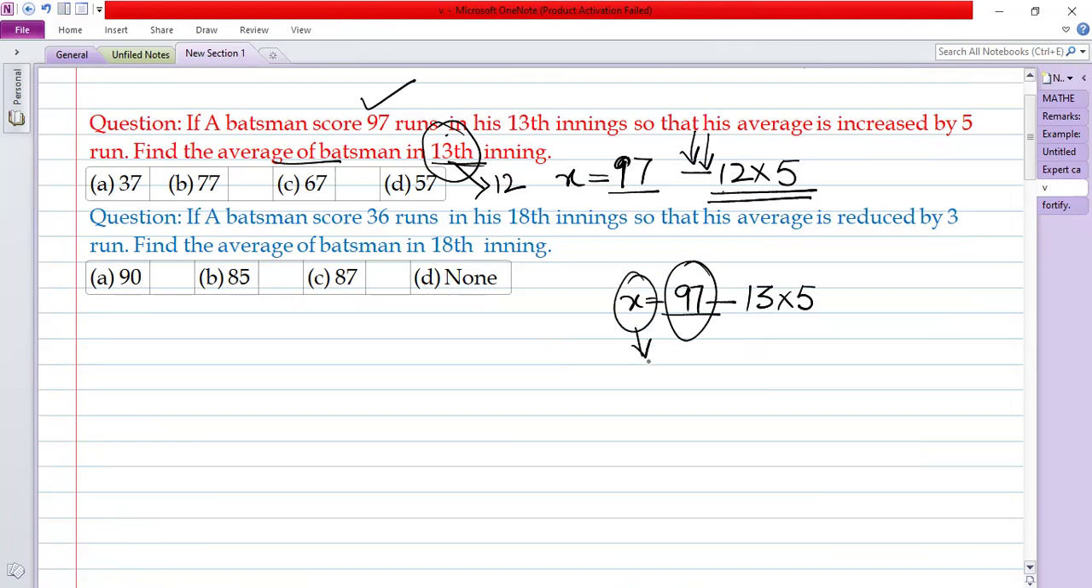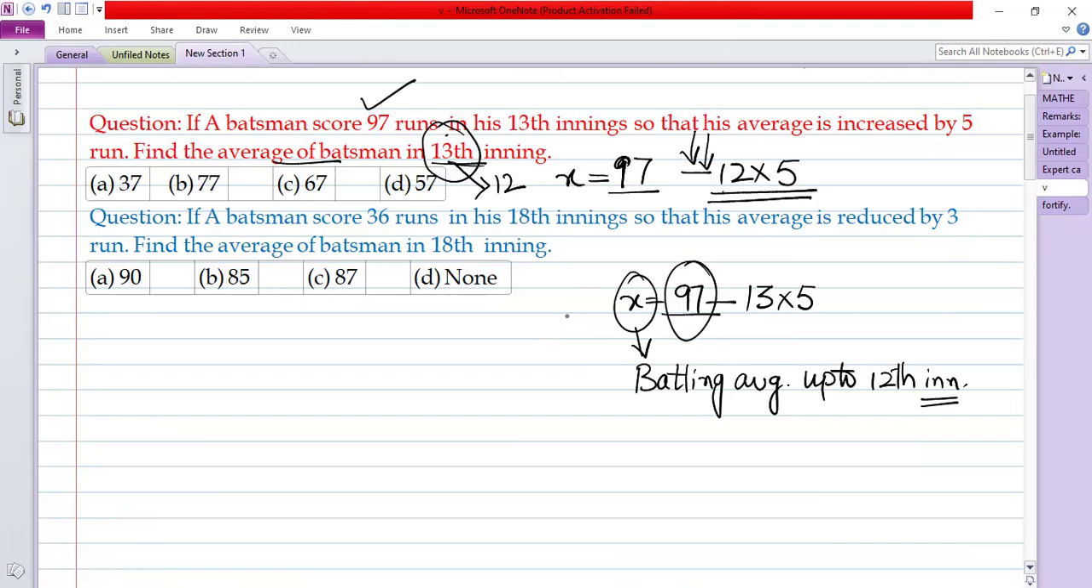But this will be the batting average, up to the 12th inning. Okay. So this I had discussed in very much detail.